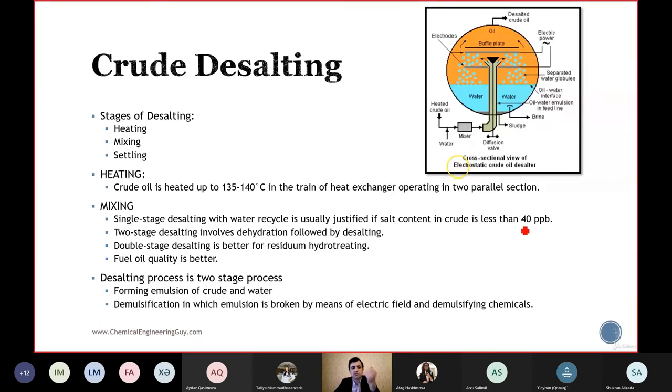Double-stage desalting is also better for residuum hydrotreating. In later stages, it is better for hydrotreating. In this case, the fuel oil quality is better. As I told you, we form the emulsion of crude and water, and then we separate the salt dissolved in water.